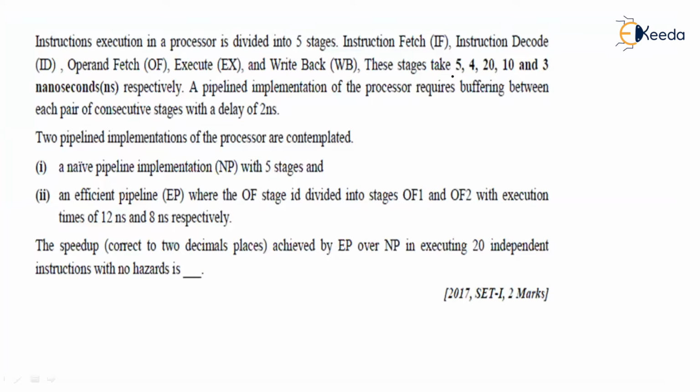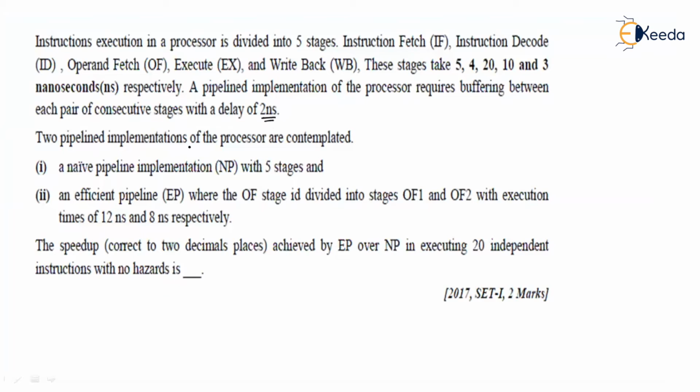These stages take 5, 4, 20, 10, and 3 nanoseconds respectively. A pipeline implementation of the processor requires buffering between each pair of consecutive stages with a delay of 2 nanoseconds, meaning each and every stage will have an intermediate register which takes 2 nanoseconds delay.